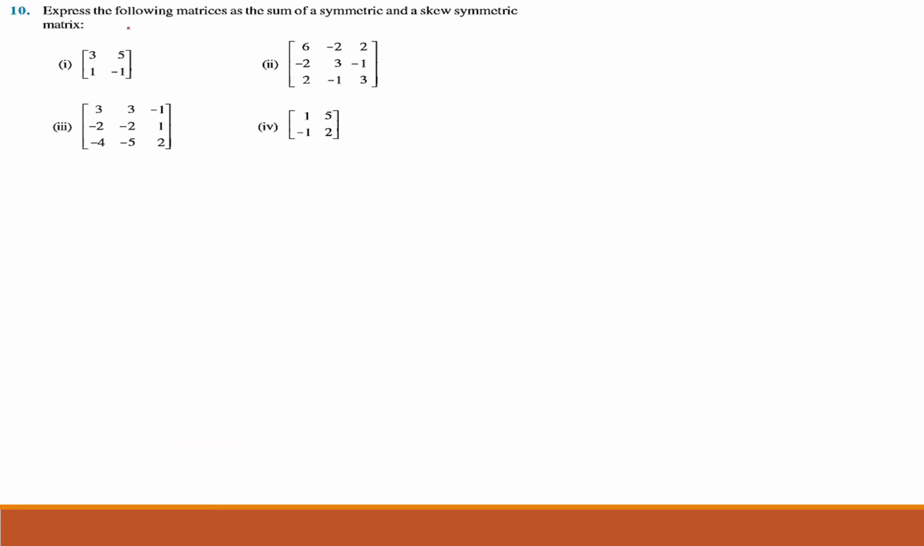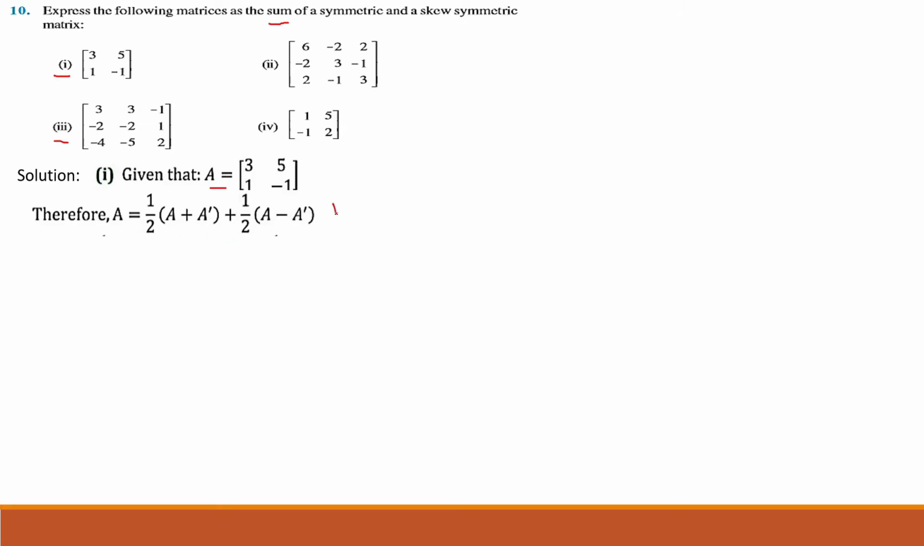So in the 10th problem we have to express the following matrices as the sum of symmetric and skew symmetric matrix. Here I will solve question number 1 and 3, and you will solve question number 2 and 4 by yourself. So let's see how we express this as a sum of symmetric and skew symmetric matrix. Let us take this matrix as A, and the expression for the sum of symmetric and skew symmetric matrix is given like this, which is A equals half of A plus A dash plus half of A minus A dash. Now this equation we consider as P and this equation we consider as Q, it will be easier to solve.